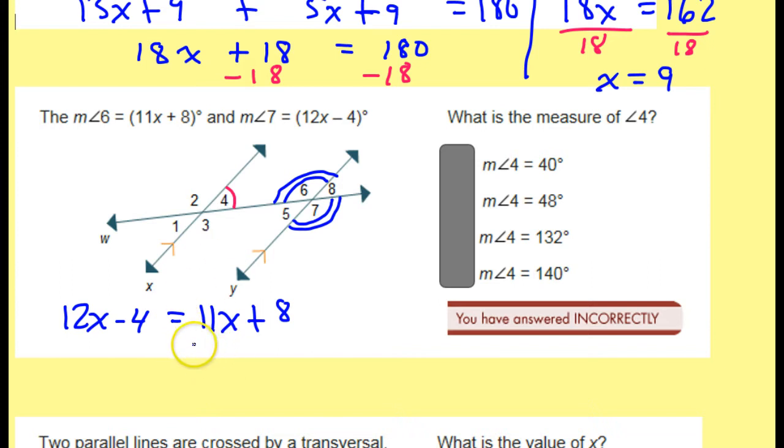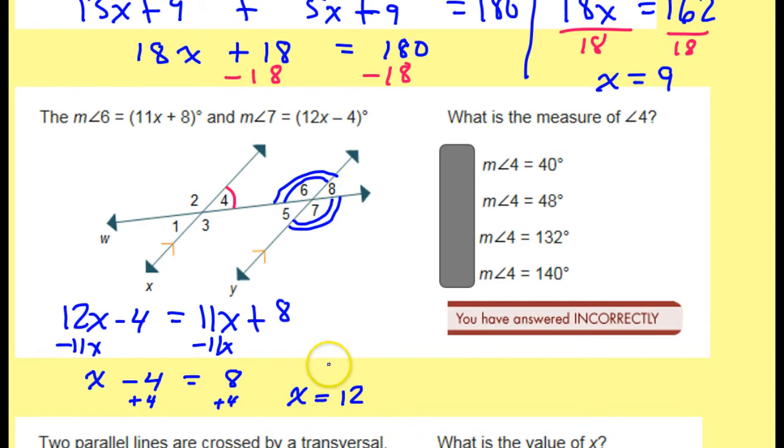And here I go subtracting 11x from both sides. That's just going to leave x minus 4 is equal to 8. And then I add 4 to both sides. So that gives me x equals 12. Alright, so that's x. That's not any angle. That's just the value of x.